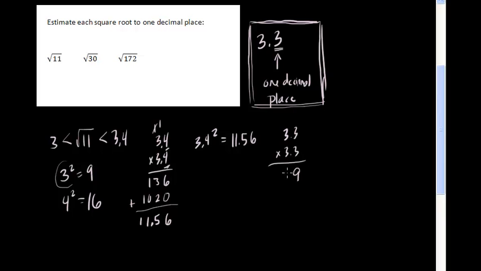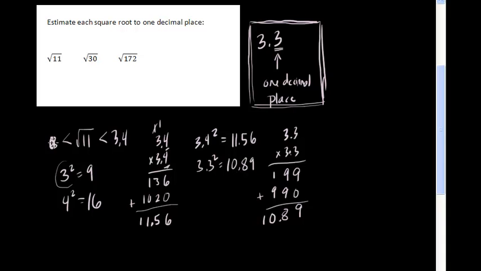3 times 3 is 9, and again, 3 times 3 is 9. Place value, and then again, 3 times 3 is 9, and 3 times 3 is another 9. We add these up. 9 plus 0 is 9. 9 plus 9 is 18. 9 plus 1 is 10. So 1,089, but it's really 100 times smaller, since 3.3 is 10 times smaller than 33. So it's 10.89. That tells you that 3.3 squared is 10.89. Okay, well, that's less than 11.